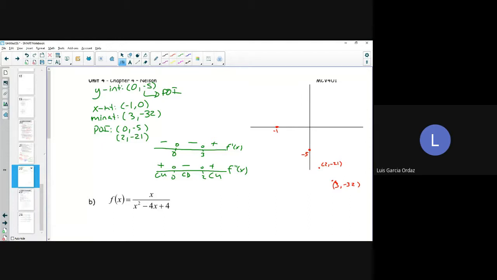So remember, my graph is decreasing from -infinity all the way to 3, but it's concaving up from -infinity to 0, and is concaving down from 0 to 2. So I'm going to have it over here. So again, point of inflection.